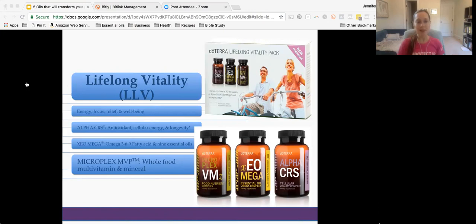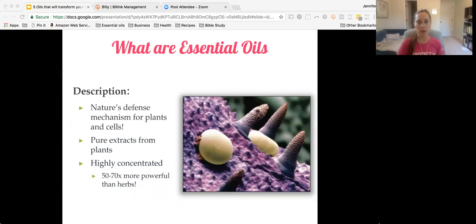And then we dive into the essential oils. Essential oils can be an additional incredible tool to use as part of a healthy lifestyle to support the body. And we're going to talk about all the ways that essential oils can support the body and all the different health issues and conditions that they can really address.